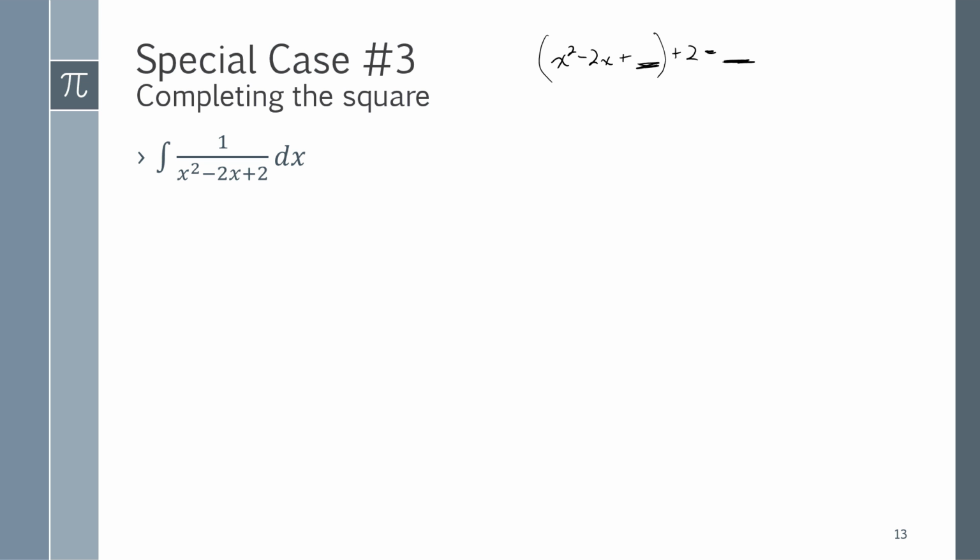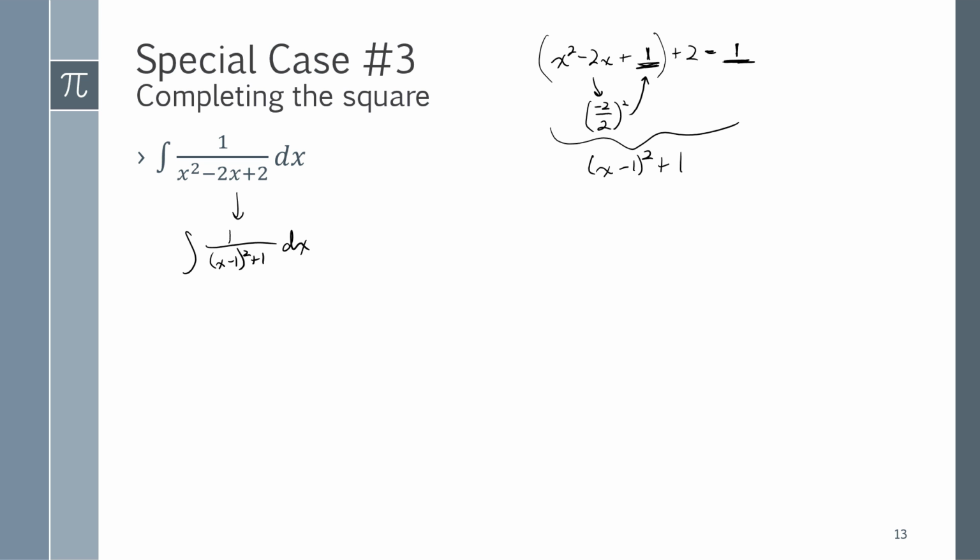It's an equivalent expression. So I'm going to take the negative 2. I want to divide that by 2 and square it. And that's going here. But I put the same thing here. So all of this is that I have x squared minus 2x plus 1 is x minus 1 squared, plus 2 minus 1 is 1. So this is the integral of 1 over x minus 1 squared plus 1 dx.